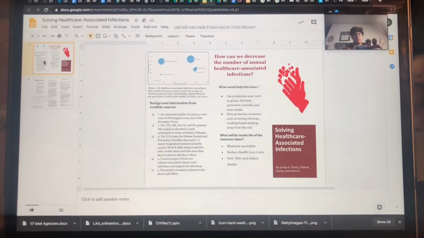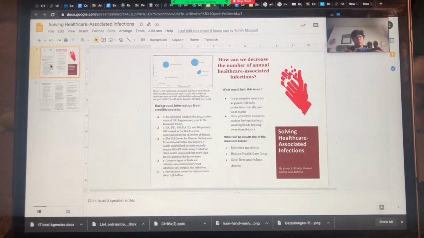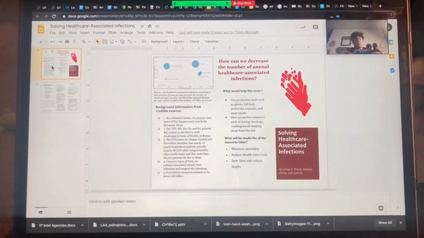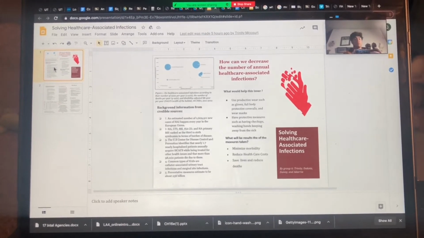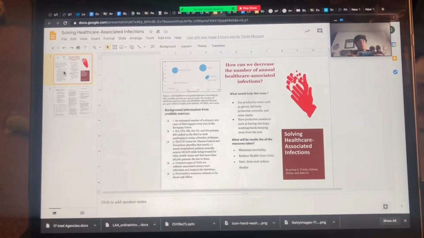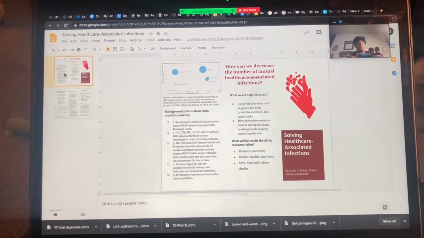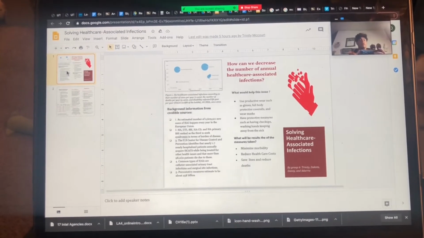Hello, my name is Dakota Gray. I will be speaking about how we can help solve healthcare associated infections, starting off with the use of protective wear, using gloves and full body protective coveralls, and wearing masks. Another solution would be having protective measures such as having checkups, washing hands, and keeping away from the sick.